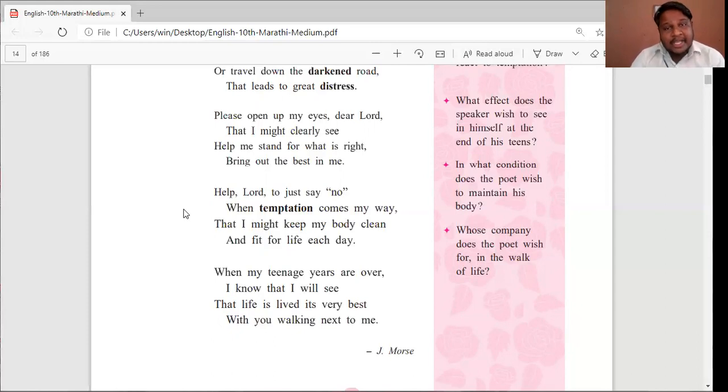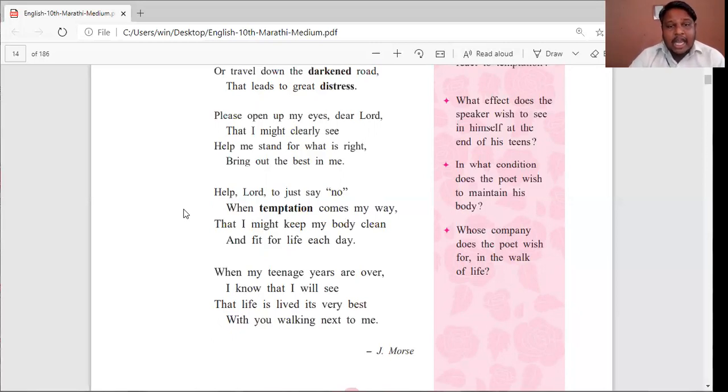So the simple meaning of these lines is that the poet requests God to open his eyes to see the clear and beautiful things, which are good. Which things are right, which things are good, only for those things the poet wants to stand. And lastly, only the best things the poet wants to bring into his life.